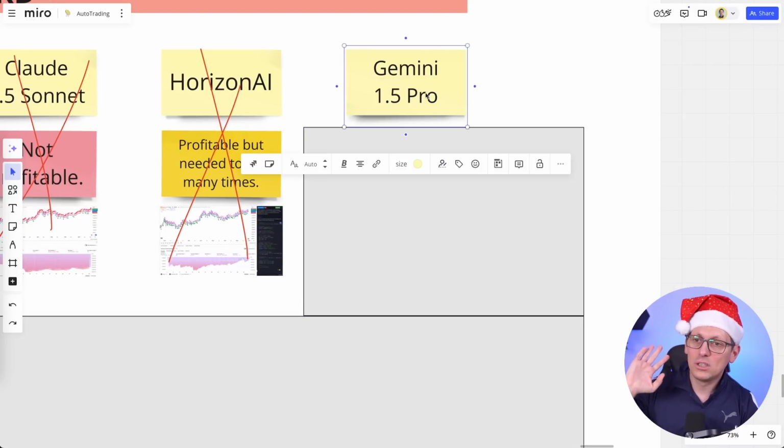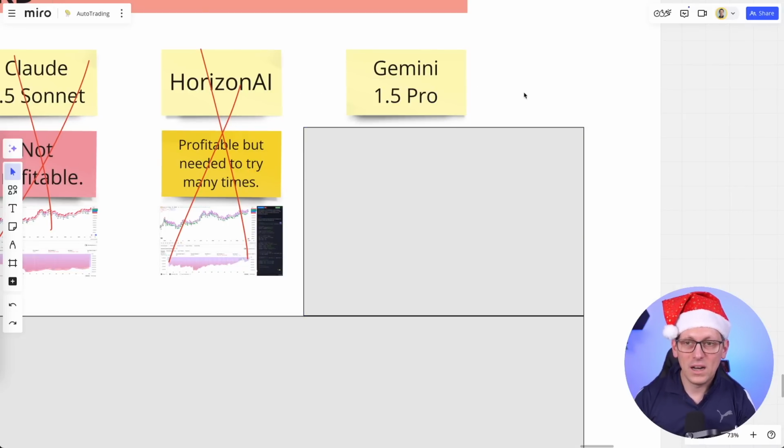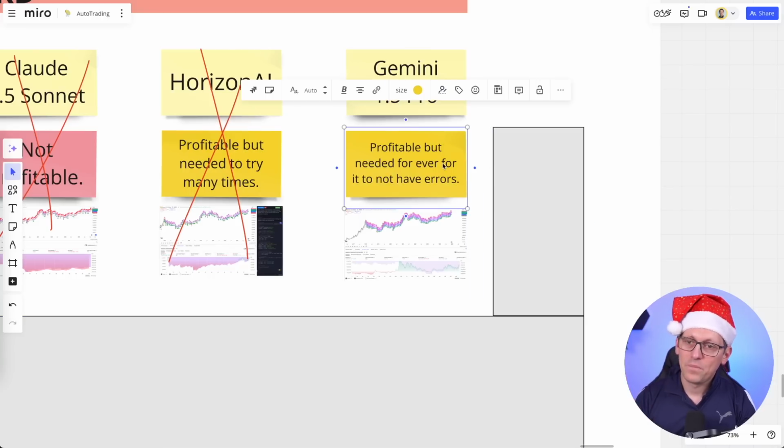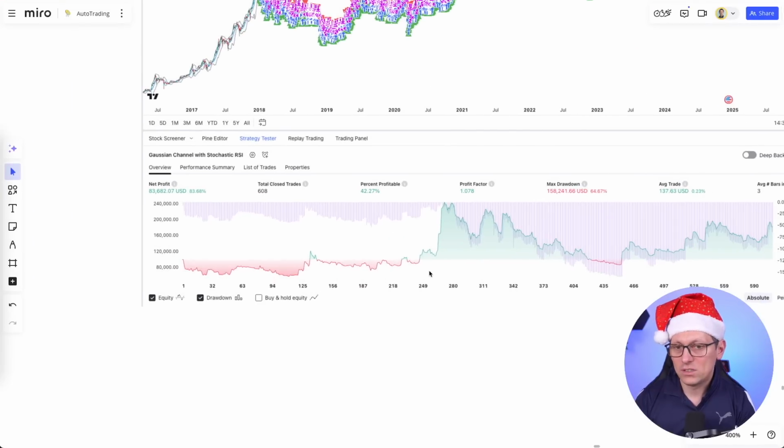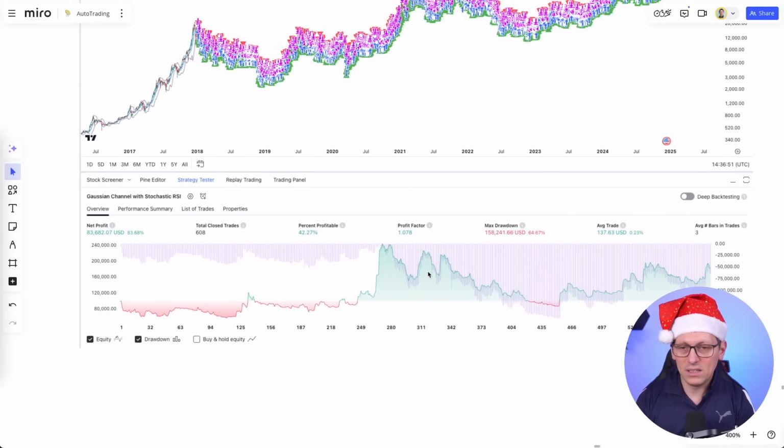So let's go to the Gemini 1.5 Pro results and see what it managed to achieve. Did it manage to achieve profitable results or not? Let's check it out. Well, yes, profitable, but I needed a very long time to come up with something that is not failing in the code, right? Like coding errors, basically. And so that was very frustrating. And I didn't touch the code, right? I didn't fix any of the issues. So I tried and tried and tried.